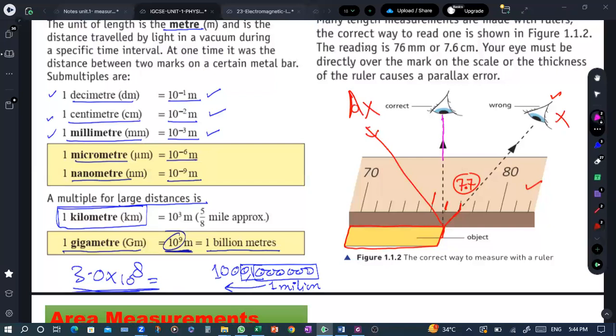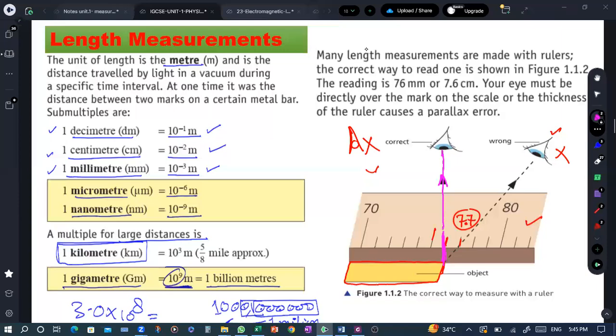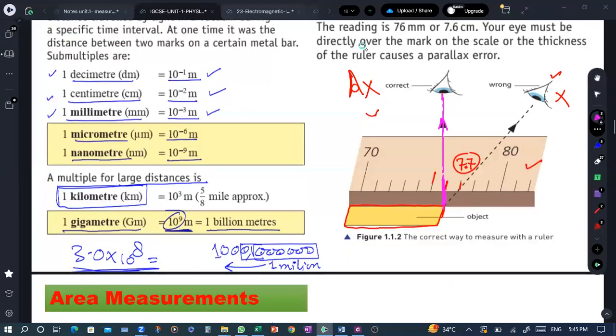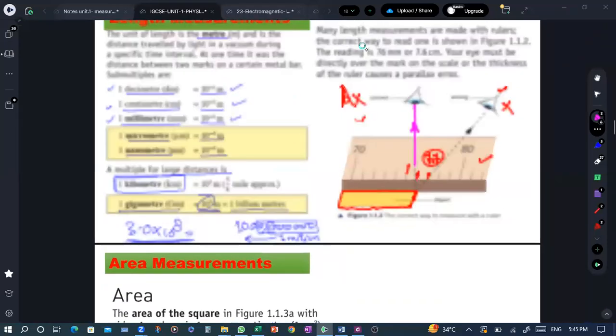So the object or the scale should be perpendicular to the line of sight to avoid the parallax error. This is the accurate value. So whenever you are going to measure length, please avoid parallax error. Got it?